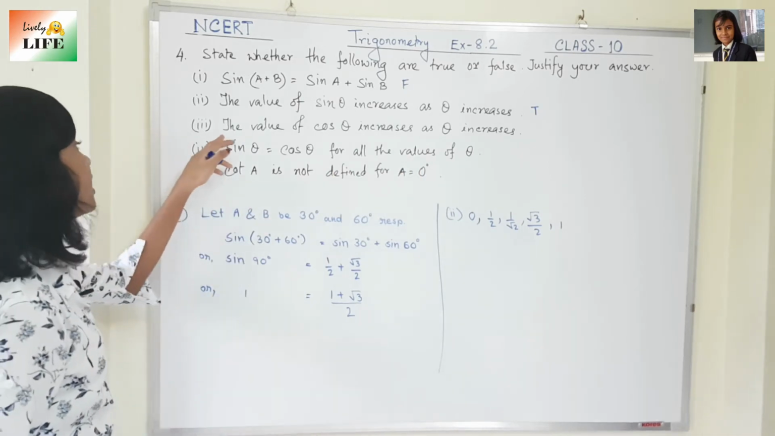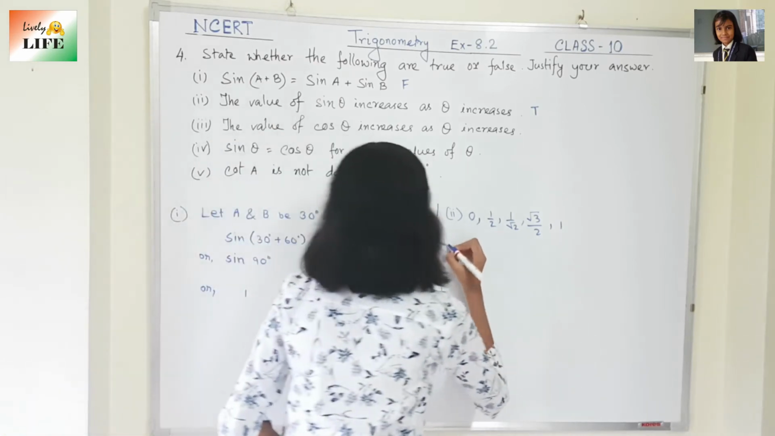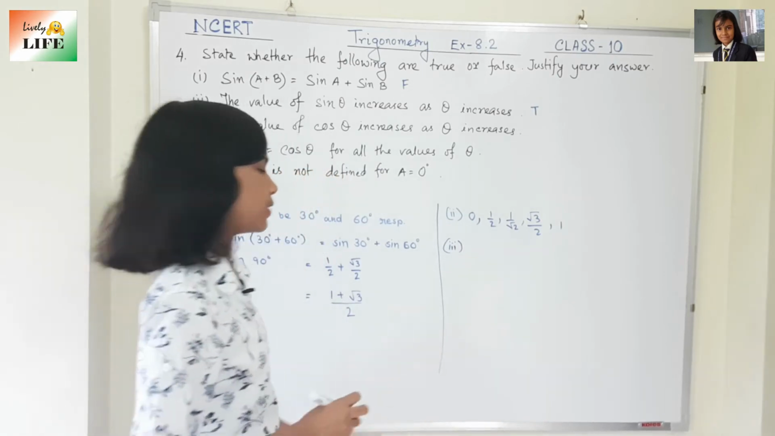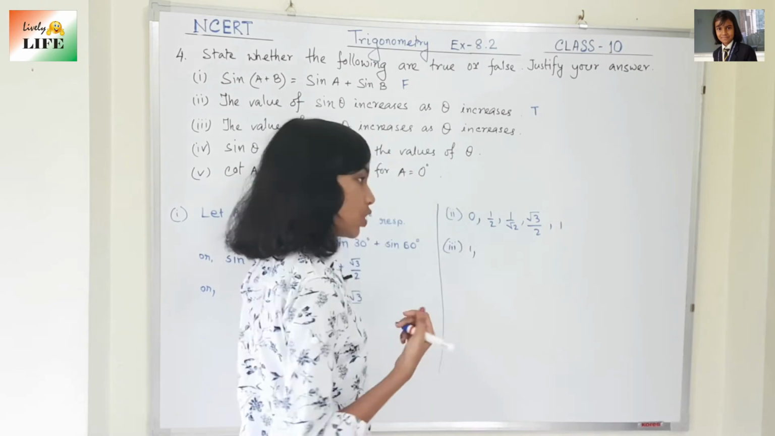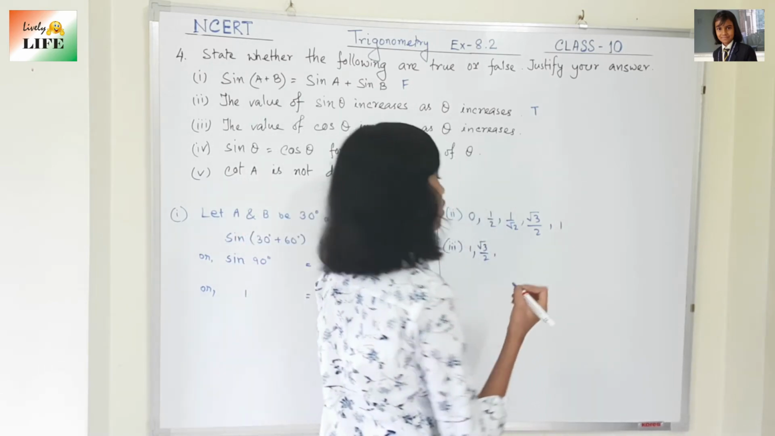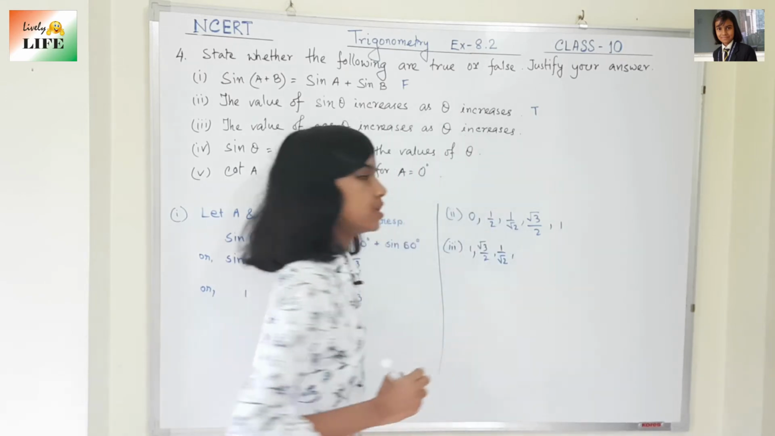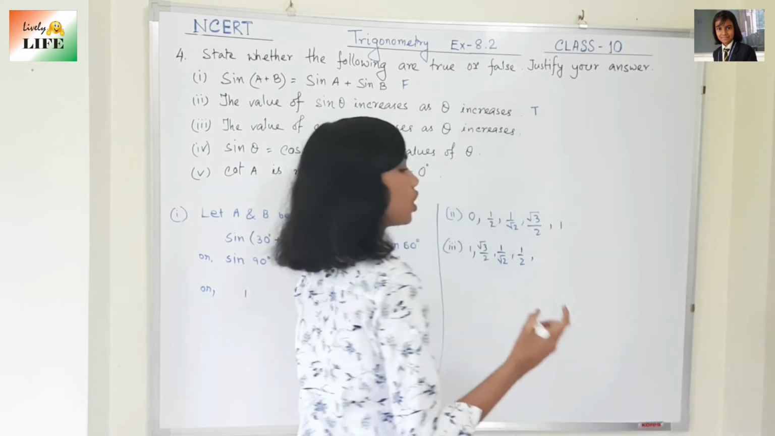Question number 3. The value of cos theta increases as the theta increases. Now it is cos theta. So let's again write the values of cos theta. Cos 0 is 1. Cos 30 is root 3 by 2. Cos 45 is 1 by root 2. Then cos 60 is 1 by 2. And finally cos 90 is 0.